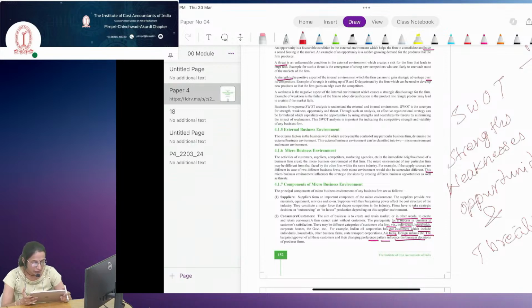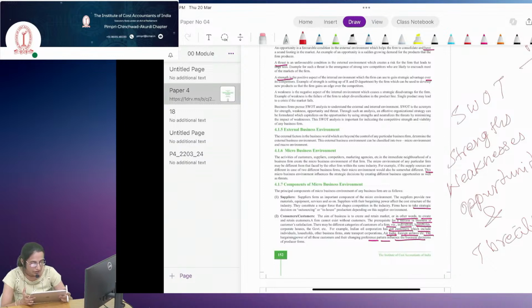The micro environment of any particular firm may be different from that faced by other firms within the same industry. See, micro environment for every organization will be different because every organization has different customers, different segments of customers, different suppliers, right? Different competitors, different marketing agencies. So these micro environments differ for every organization.